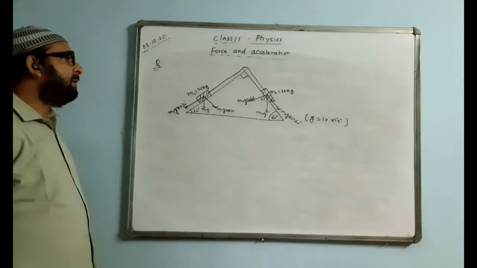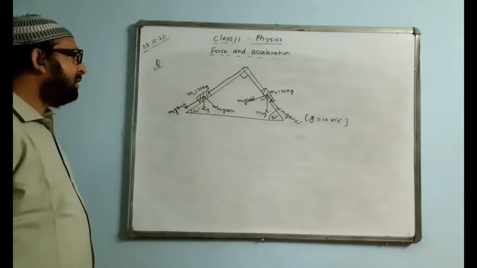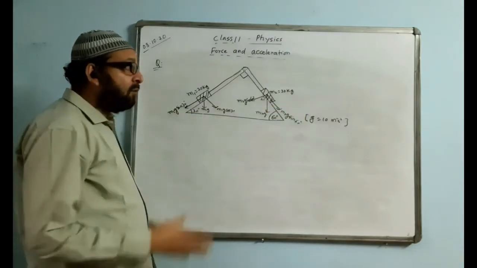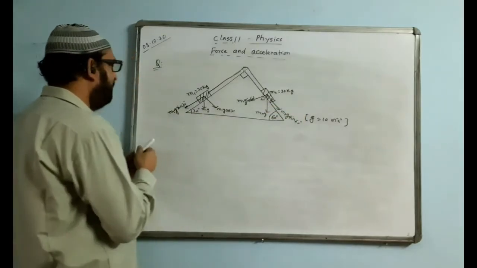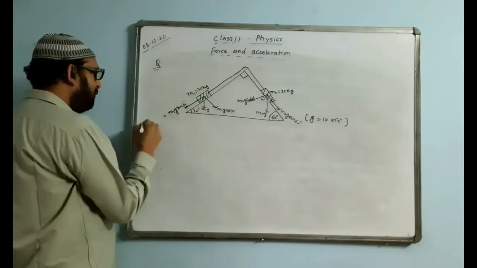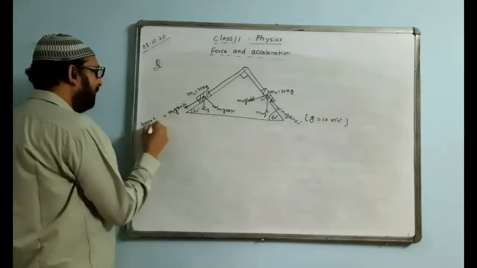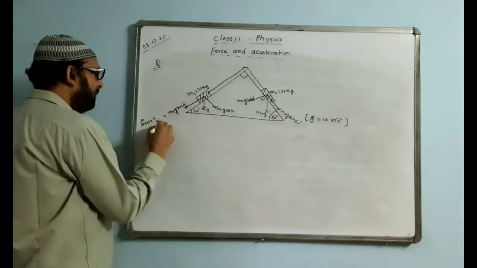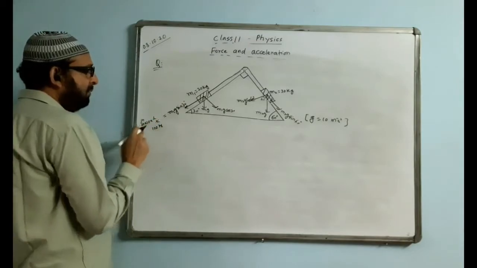After breaking into components, we'll see two forces are there, one like this and another like this. We don't know which one is bigger. We will calculate. M1g sin 30: M1 is 20, g value is 10, sin 30 is half. The answer is coming 100 Newton on this side.